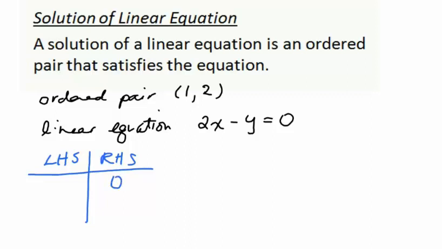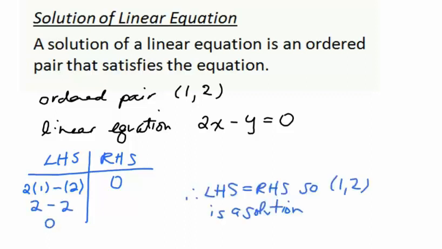We know that the right-hand side is equal to 0 no matter what, so I'm going to put that into our chart under RHS. For LHS, this means the left-hand side, we're going to perform the substitution of x is equal to 1, so 2 times 1, and y is equal to 2. And we're going to evaluate this to see if we get it equal to the right-hand side. So indeed, we do have 2 minus 2 for 0. So we might conclude by saying that the left-hand side is equal to the right-hand side, so the ordered pair 1, 2 must be a solution to our linear equation.